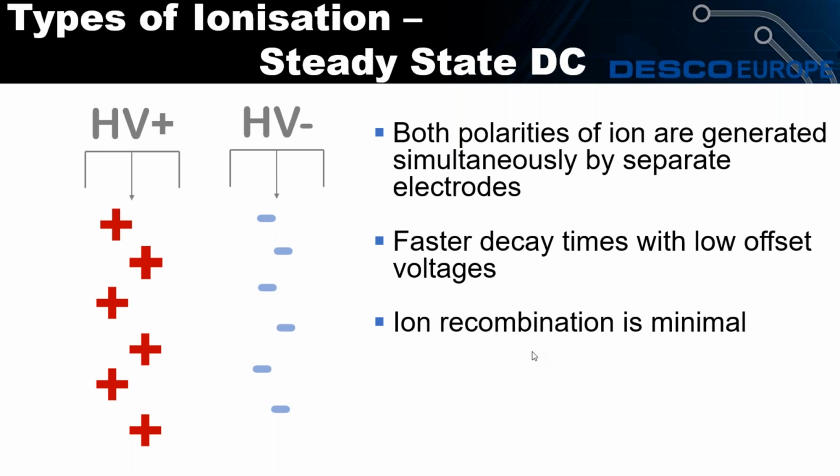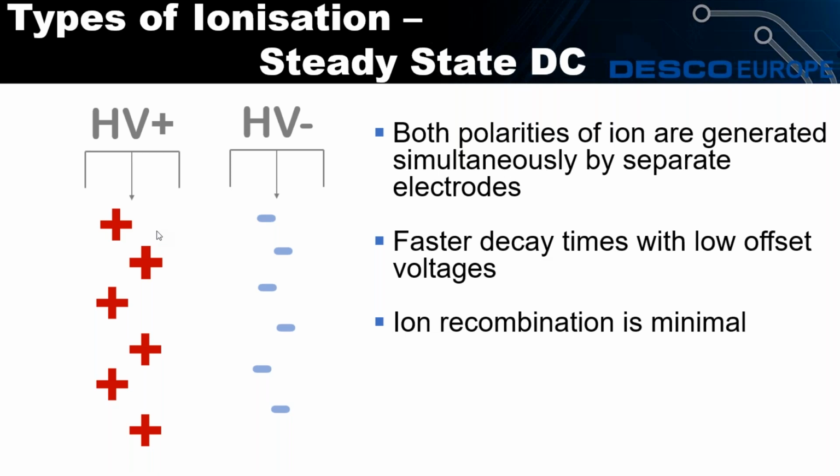Then we look at the steady state direct current ionizers. Now, what these do, the emitter pins simultaneously generate both positive and negative ions, and by doing that, by producing them simultaneously with an airflow, the ion recombination of this type of ionization is minimal. So far more positive and negative ions will reach the target area where we're trying to neutralize the charge, and it has a very fast decay time with low offset voltage.